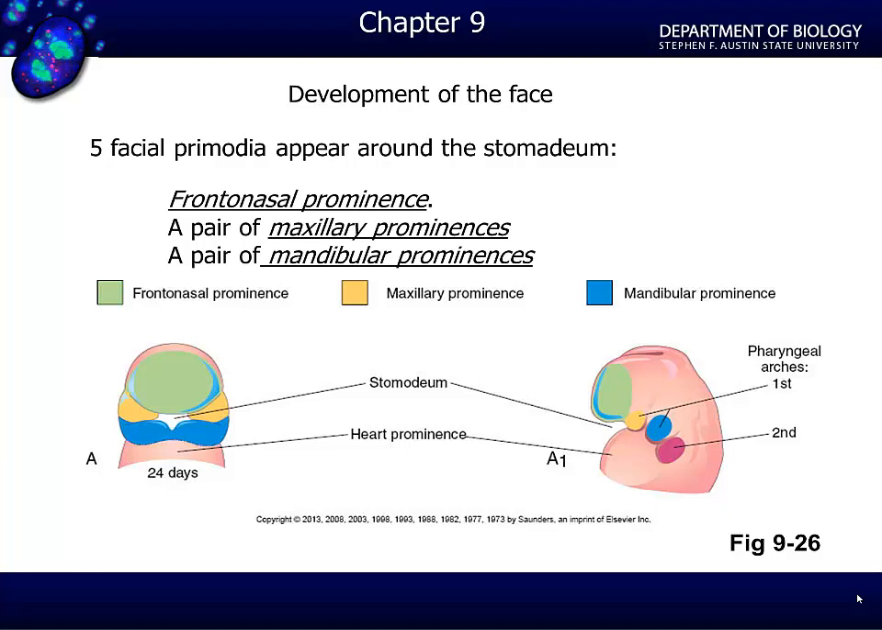The first is our frontonasal prominence. As you can see pictured green here, this is going to be the bulk of our forehead and our nasal area. But we're also going to have a pair of maxillary prominences, right and left, and mandibular prominences, right and left. And we're going to see how they will grow together to form the mandible, major portions of the maxilla, and then that frontonasal prominence will occupy the upper part of the face.